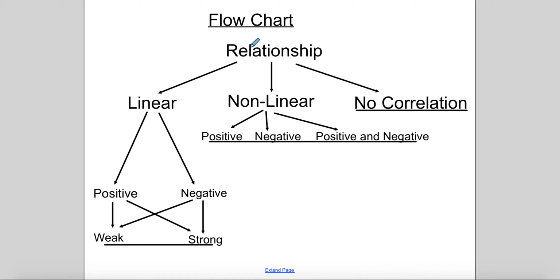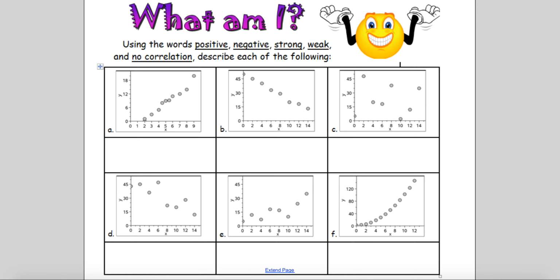Now a flow chart to follow. Look at the relationship. First, is it linear, non-linear, or is there no correlation? Second, is it positive or negative? Now non-linear, remember it could be both. And then look at how strong or weak it is. Typically we're only going to look at these two with linear relationships because it's hard to distinguish with non-linear.